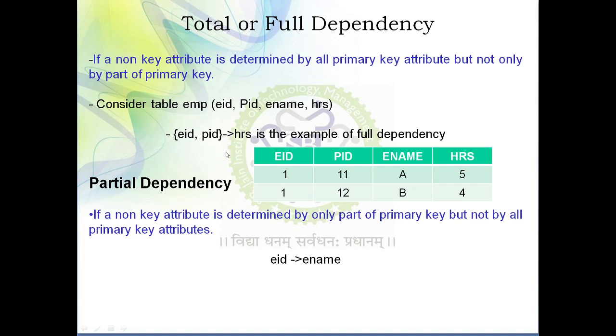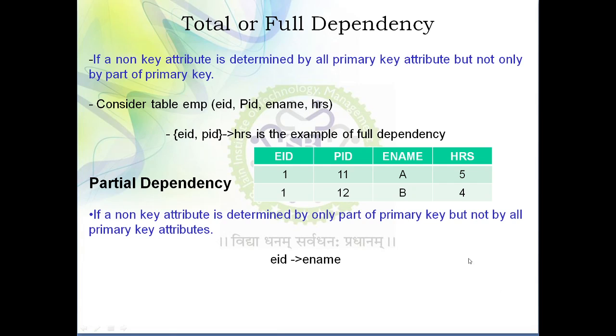This is an example of total dependency. Why? Because I use all primary key attributes to find the value of the non-key attribute. But suppose I say employee ID is used to find the value of employee name. This is an example of partial dependency. Partial means what? Only some part of the key is used to find the value of the non-key attribute.